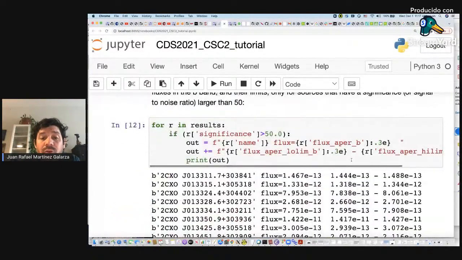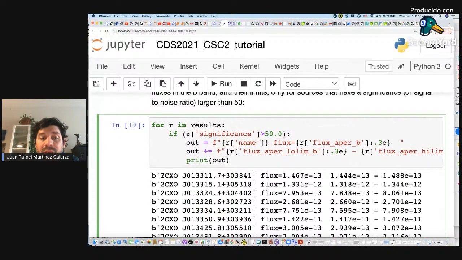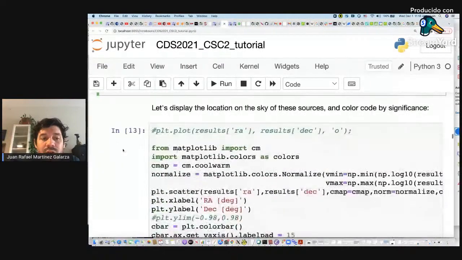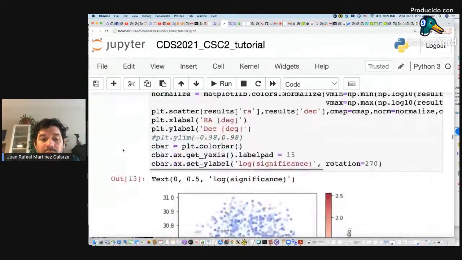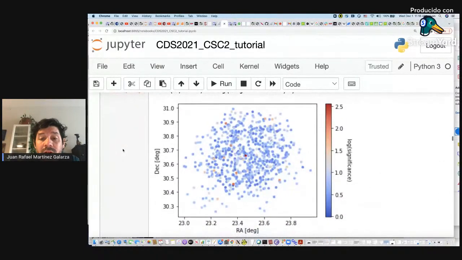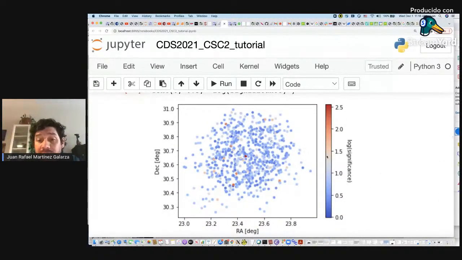So suppose you want to do plots of these properties. So now you have a table, and that table will be each of the sources around M33 and all the properties. For example, the fluxes, the hardness ratios, etc. So suppose you want to do a plot of where those objects are and how significant they are. So significance, you can understand that as a signal to noise in the X-ray regime.